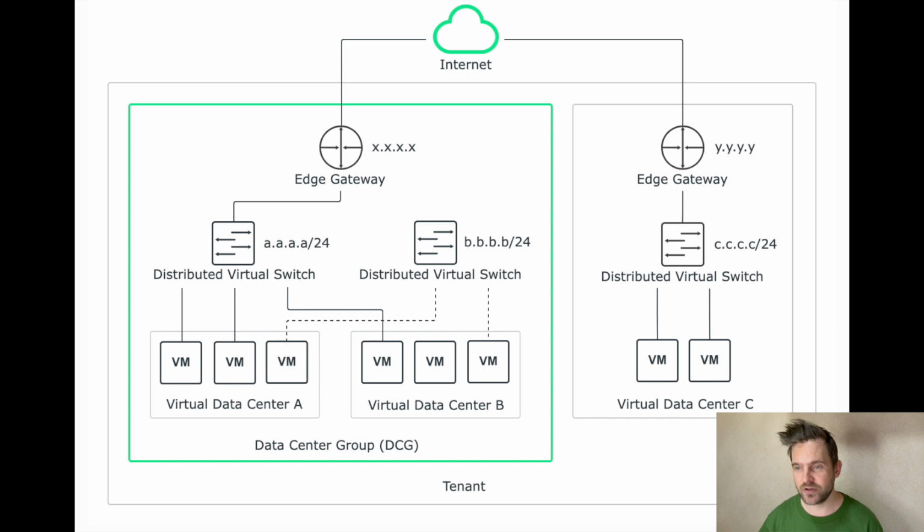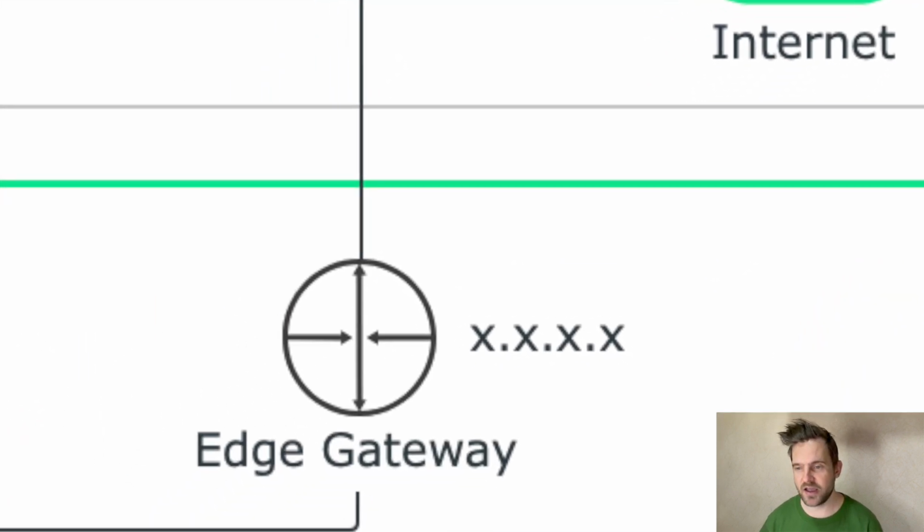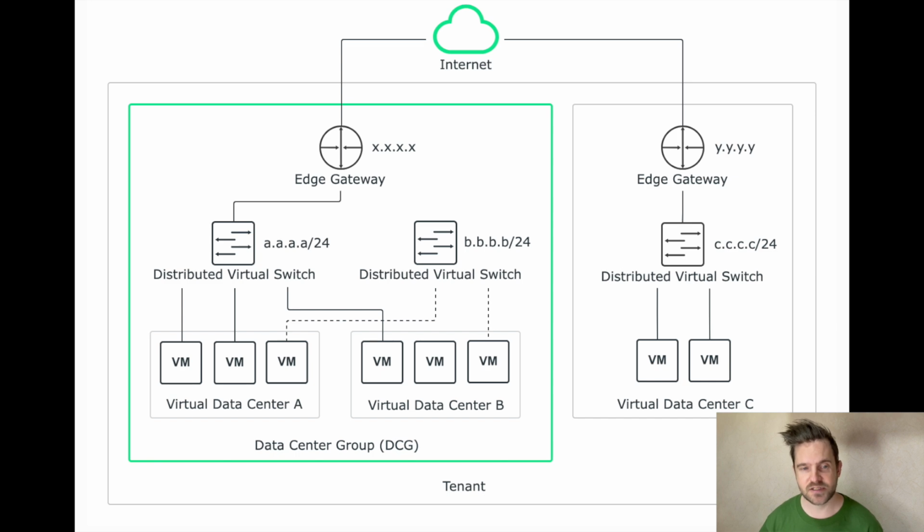Okay, let's check on the screen. You see on the top there is the internet and below, edge gateways. Each edge gateway provides north-south connectivity between the virtual data centers and the external networks. We have two edge gateways with different external IP networks. They are independent from each other and attached to different virtual data centers.